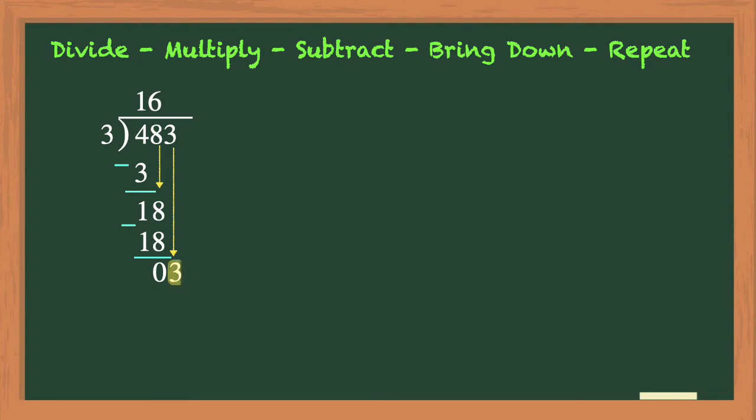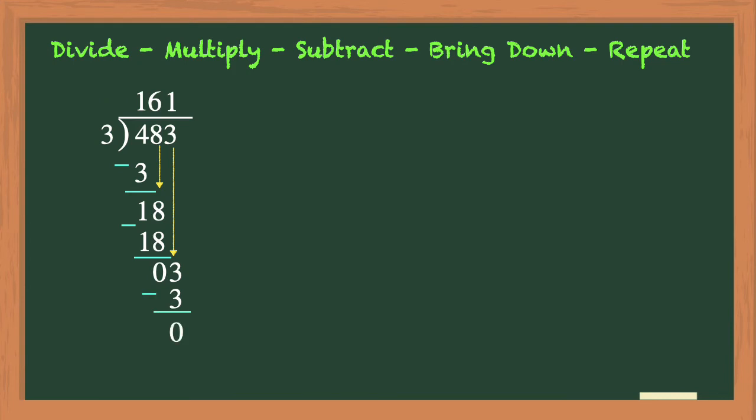Now you have the number 3. We will divide first. 3 goes into 3 1 time. Place that 1 up in the quotient, again making sure that you have lined up the digits. Next you will multiply. 1 times 3 is 3. And now you can subtract. And 3 minus 3 is 0.